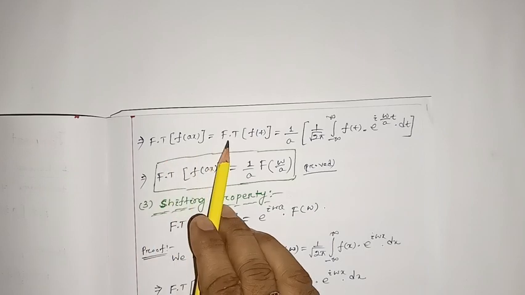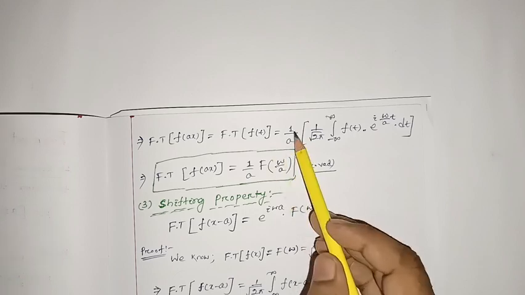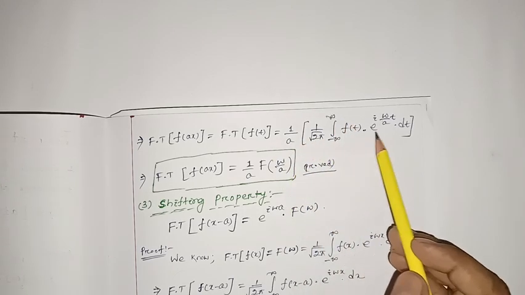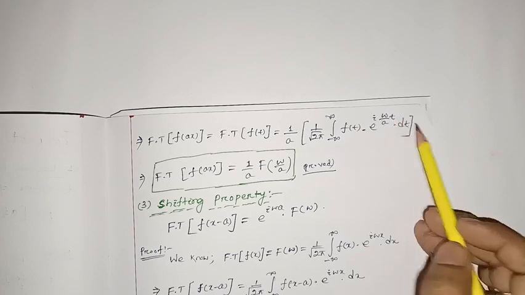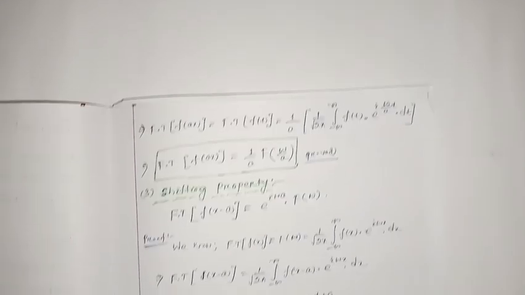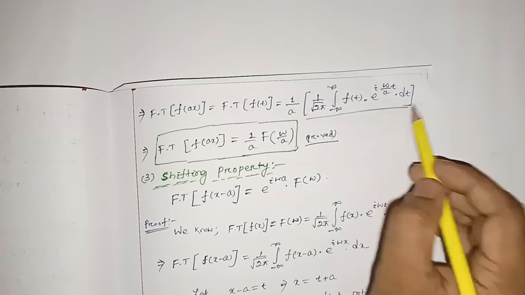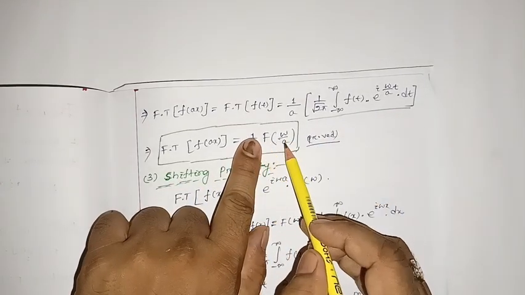So the Fourier transform of f of x, equal to the Fourier transform of f of t, will be equal to 1 by a, the constant taken outside, times 1 by root 2 pi, integral from minus infinity to plus infinity of f of t e to the power i omega by a t dt. Now this integral can be written as capital F of omega by a.